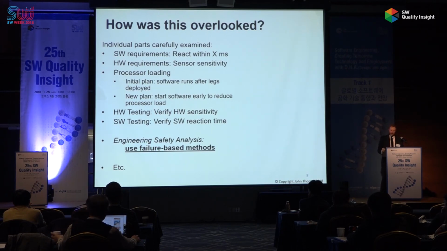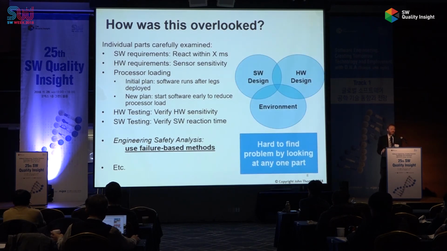What happens is we have really good methods at looking at individual components. We do not have very good methods of looking at the interaction. To anticipate this accident, you have to understand the interaction between software, hardware, and the environment. It's really hard to find this kind of problem by looking at one part. We need better methods to look at this interaction if we're going to catch this.